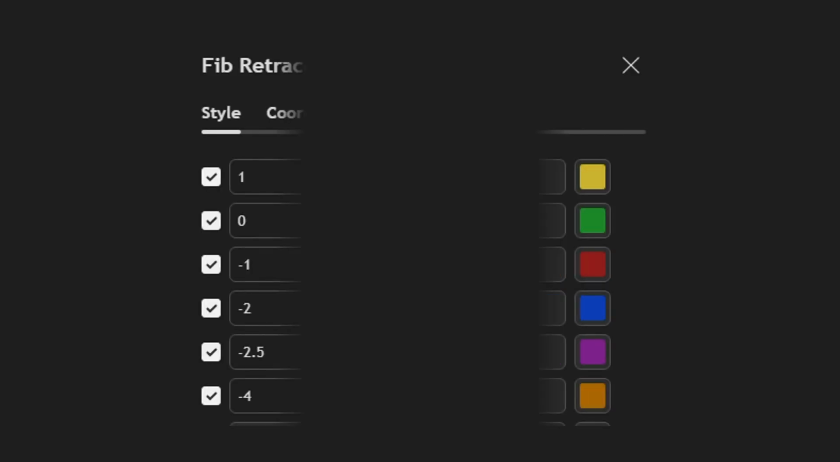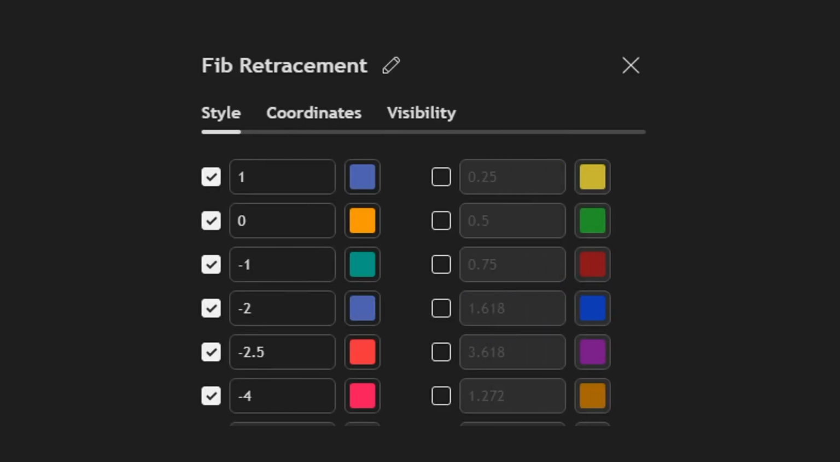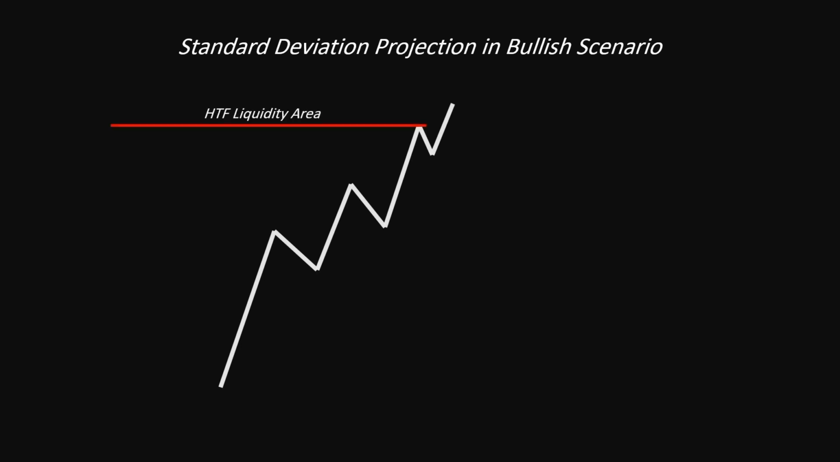The levels I use for standard deviation are 1, 0, -1, -2, -2.5, and -4. You can mess around with it later, but these ones give me the cleanest, most accurate targets. Now, this doesn't tell you when to enter a trade. It tells you where price is most likely to go once the move starts. Think of it like a road map.